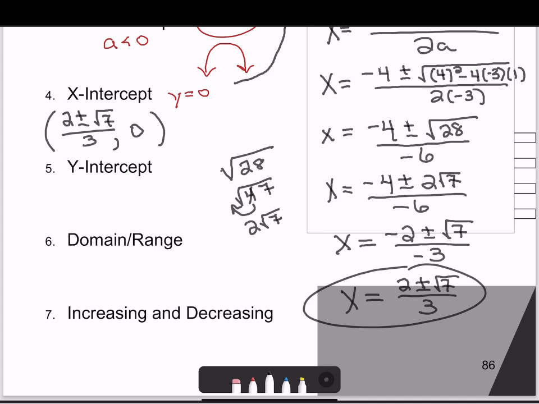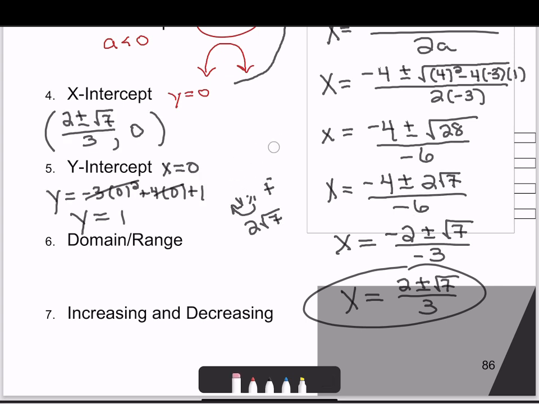The good thing about the y-intercept is that's just when x is equal to 0, and usually that works out a lot nicer because the zeros make everything cancel out. You just get y equals 1. Move this out the way. So your y-intercept is going to be 0, 1.